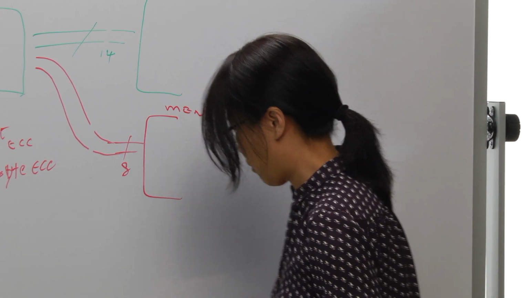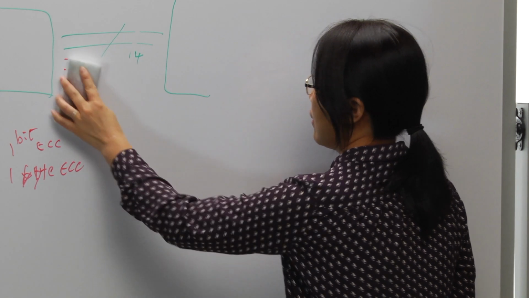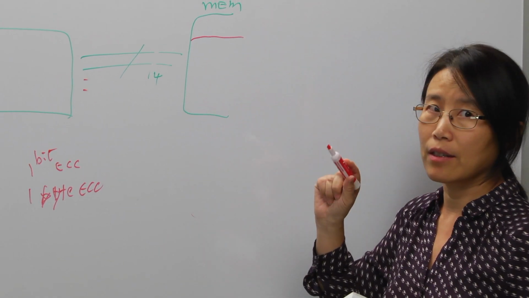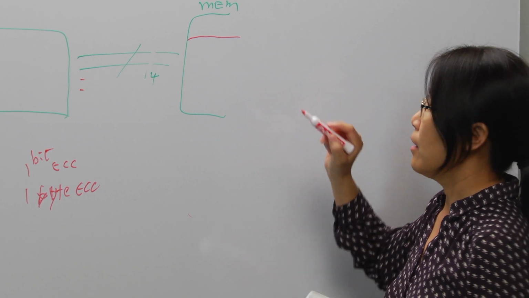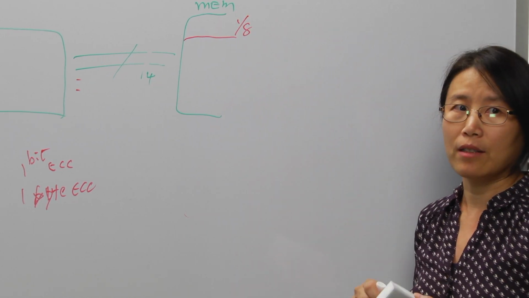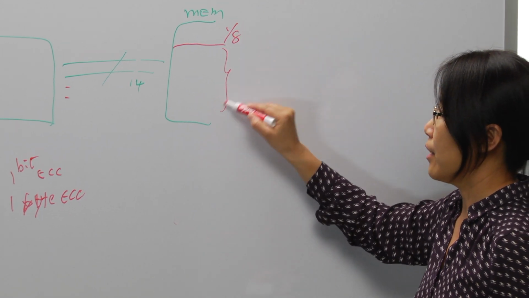There is another scheme we call inline ECC. It will use the same memory space in the memory device. It will use 1/8 of the memory device space dedicated for the ECC code, and the rest for the data.